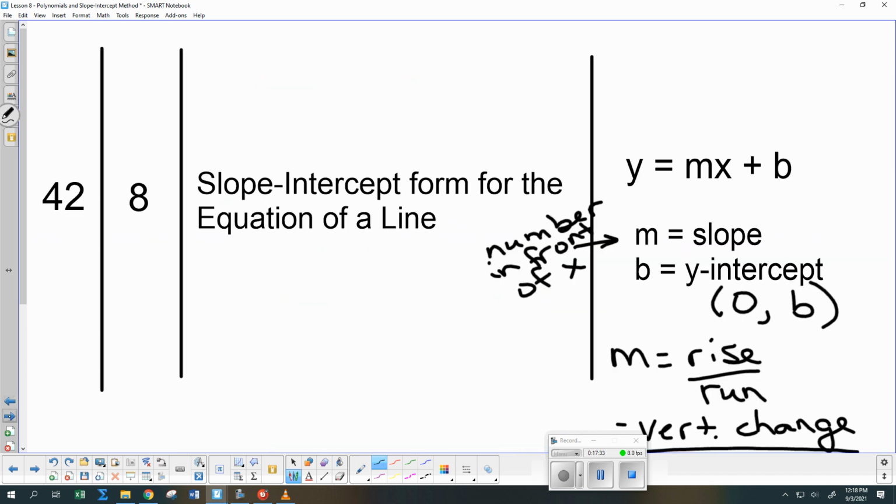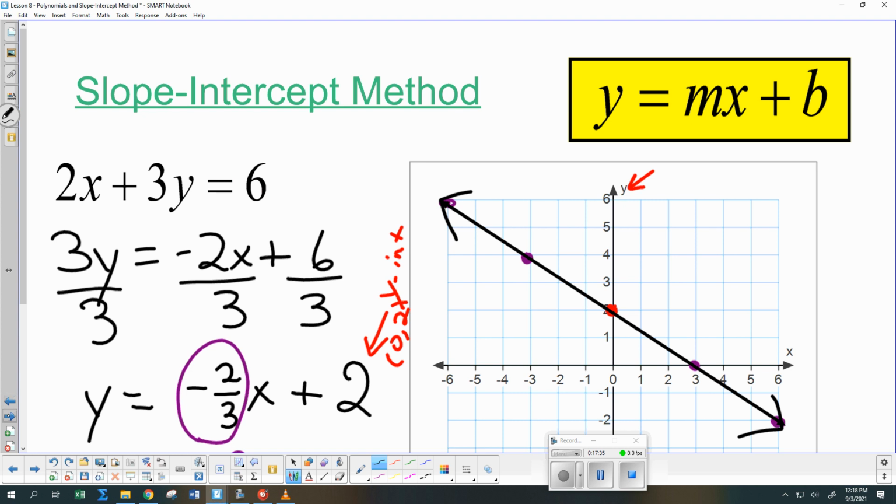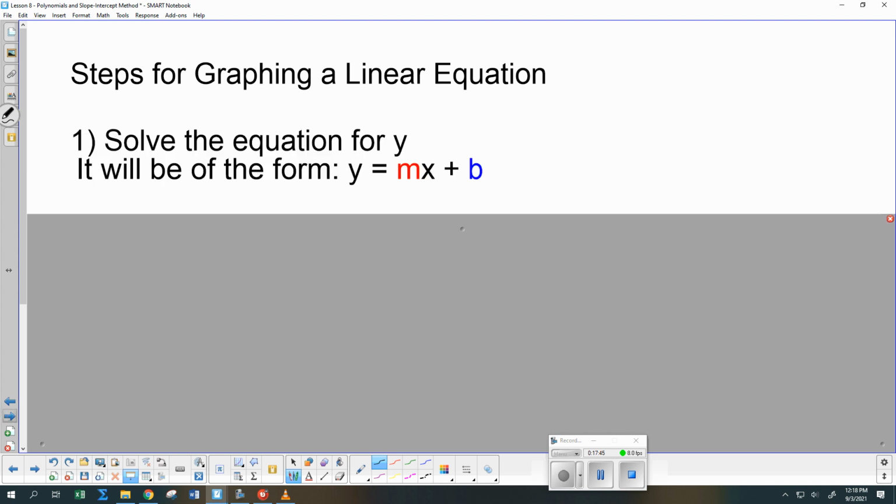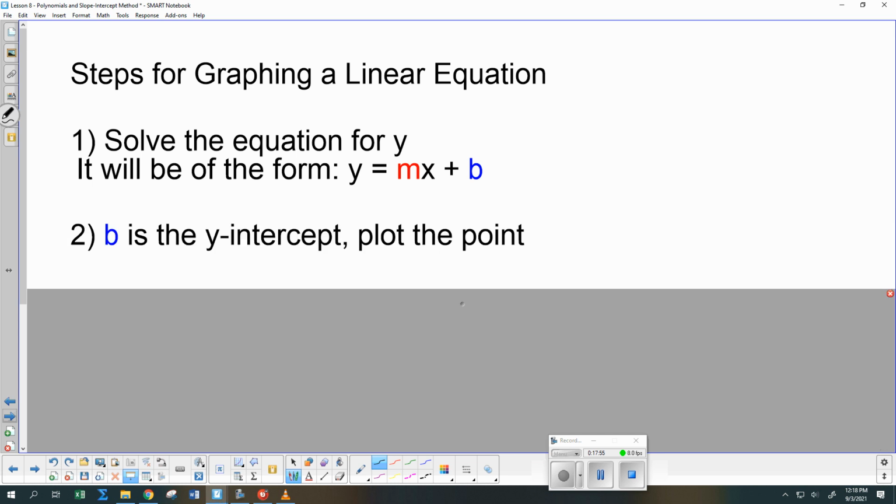But in general, it is faster and easier to do it with slope-intercept rather than plotting points. So we're doing the steps that we just did. Don't try to write down every single word of this. Abbreviate what you need of it. Get it in the form y equals mx plus b. Get y by itself. Then b is your y-intercept. It is your starting point.